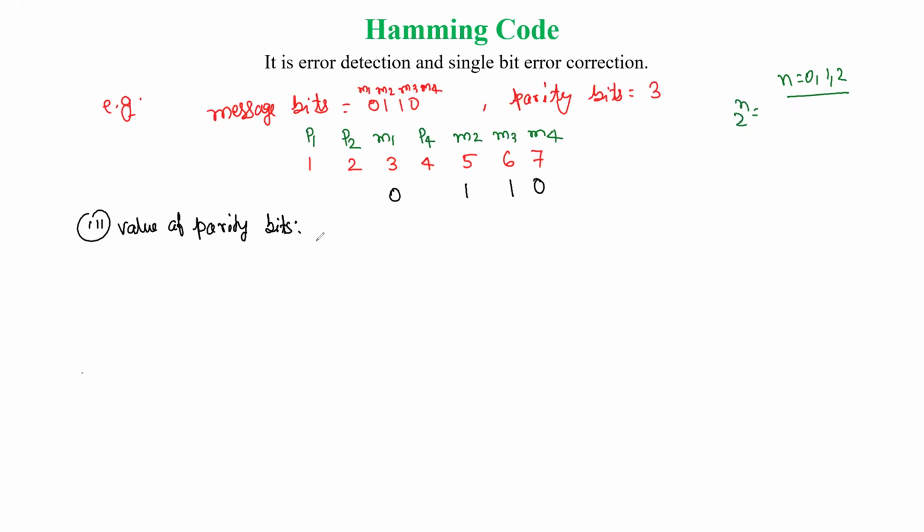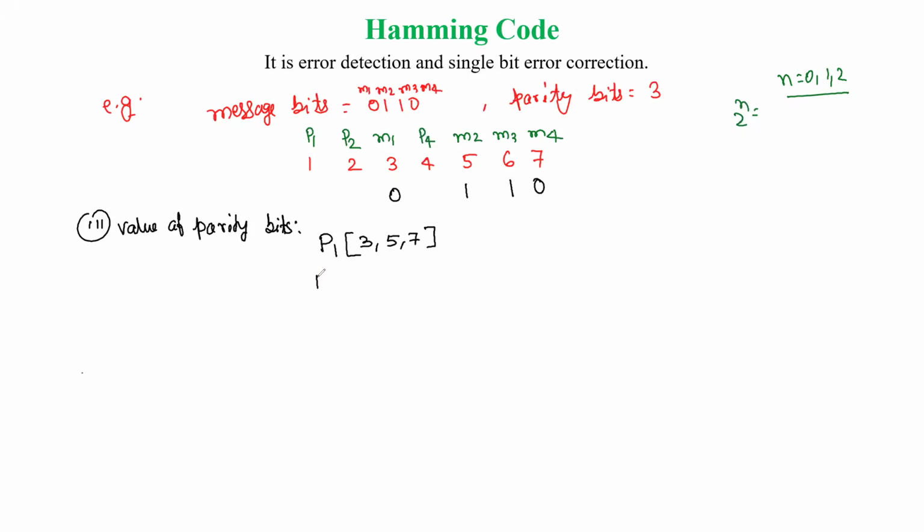You have to keep in mind which positions we consider for each parity bit. For parity bit 1, we consider position 1, then we leave a gap: 2 is a gap, 3 we take, 4 is a gap, 5 we take, 6 is a gap. Next comes 7. If more bits are there, next comes 9.